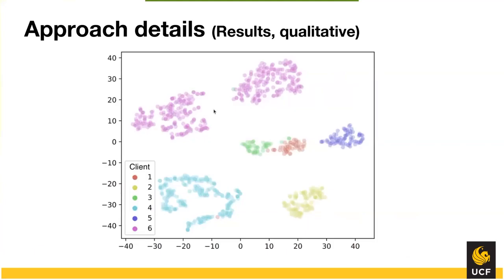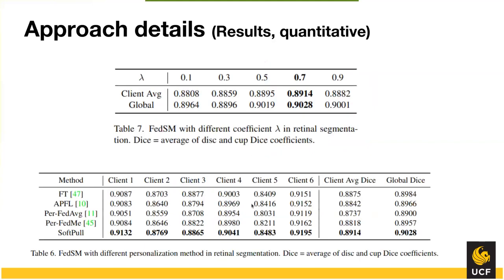But overall, this slide does show that the model selector did learn how to differentiate between the different clients' data. And these are two of their ablation studies. The top table shows the influence of the lambda mixing coefficient on the dice score. They found empirically that 0.7 was best for the retinal task, and they didn't have a table showing the results, but they claimed that 0.3 was the best for the prostate data task.